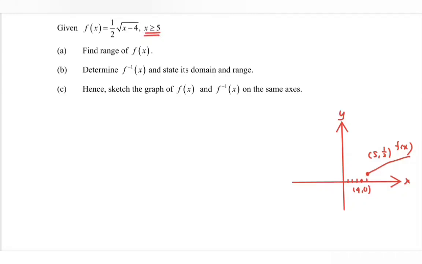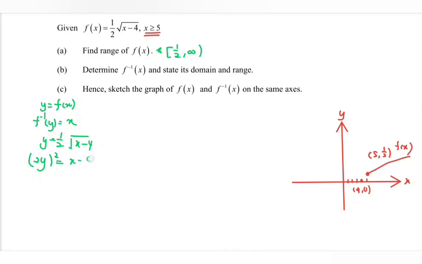Next, focus on A. We are going to find the range. Referring to the graph, the minimum value will be 1 over 2. So the range will be 1 over 2 until infinity. Continue. We need to find the inverse. So y equals f(x), f inverse of y gives x. Let's begin. y equals 1 over 2 square root of x minus 4. So we have (2y) squared, then we have x minus 4. Then x equals 4y squared plus 4. So that will be the inverse.